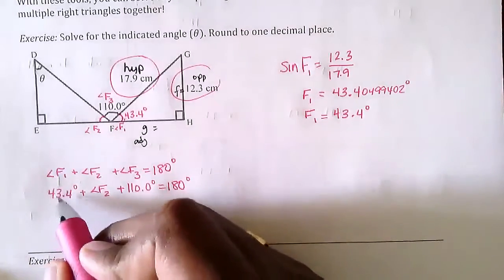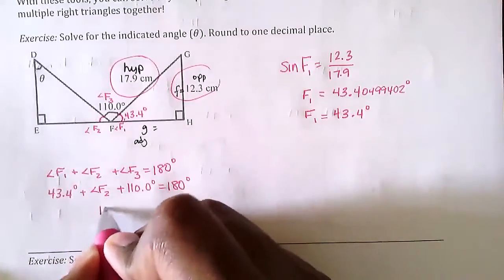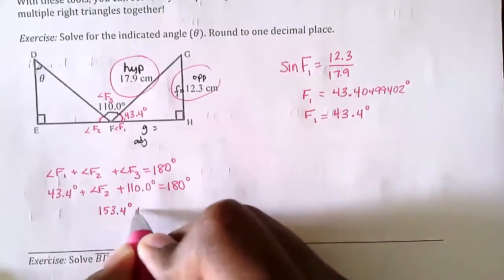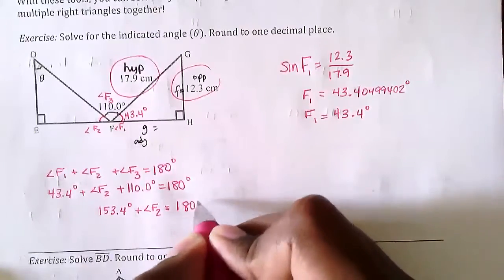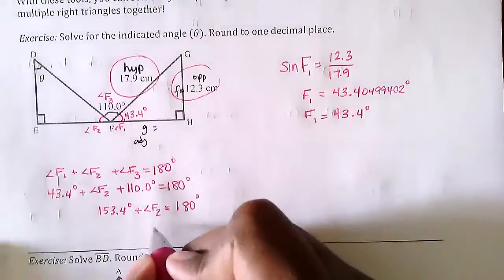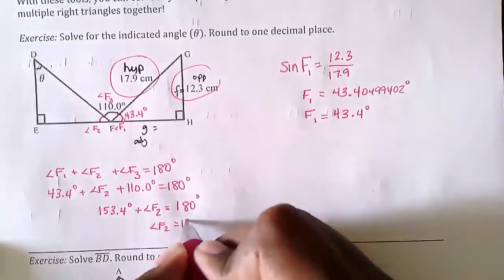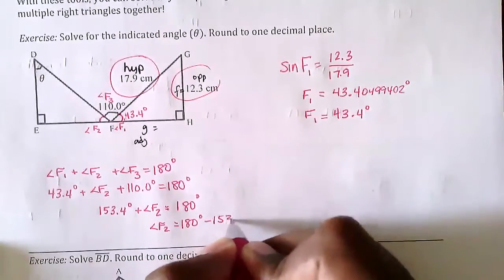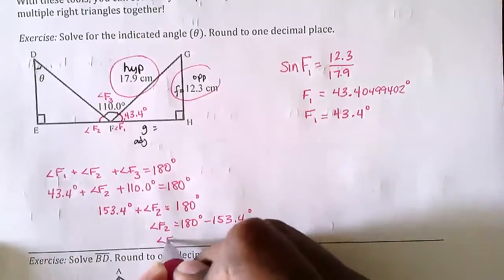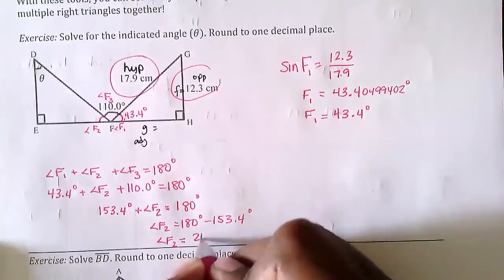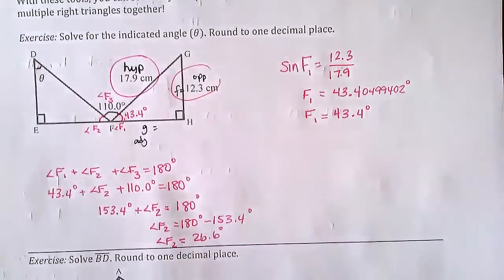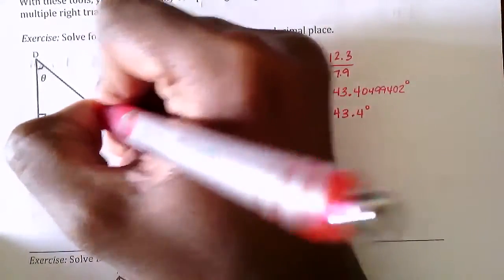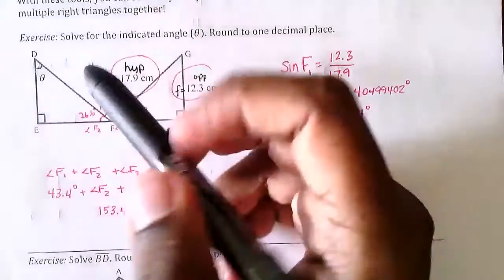I keep going. 43.4 plus 110 is 153.4 degrees plus f2, which is equal to 180 degrees. To isolate for f2, I subtract 153.4 degrees from 180, which gives me 26.6 degrees. I'm just making sure it's 26.6 degrees. So now I've solved for this as well, but the goal was to solve for theta.